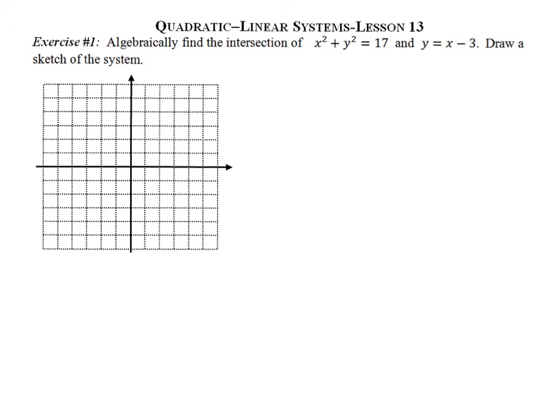So when I look at my first equation, I notice that since it's in the form of x squared plus y squared equals 17, that should look familiar from my last lesson. I see that that's going to be the equation of a circle. And when I look at the second equation, y equals x minus 3, that's linear in form because it's in the form of y equals mx plus b. So to solve algebraically, I'm going to use the method of substitution.